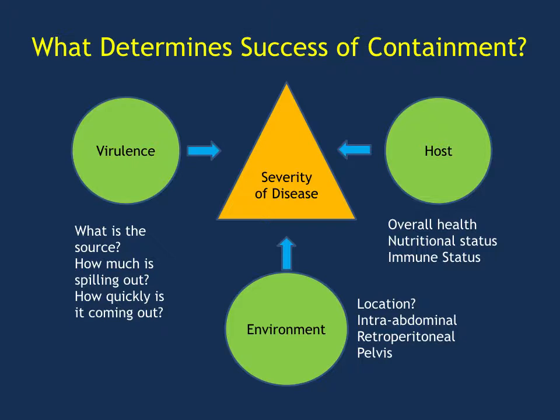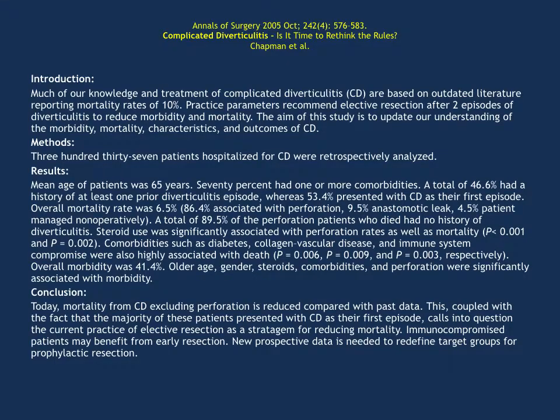And the environment, in this case, would be specific areas of anatomy. Is it intraperitoneal? Is it retroperitoneal? Or is it down in the pelvis, where things may be easier to stick to because it's kind of a corner of the body? So if you look at diverticulitis, it is indeed a combination between host and virulence. This is a classic paper from 2005 on complicated diverticulitis.